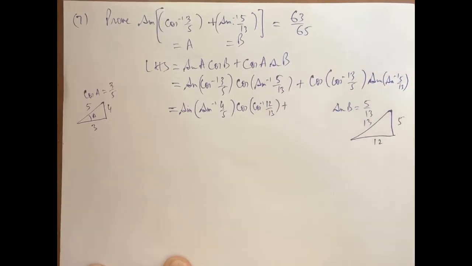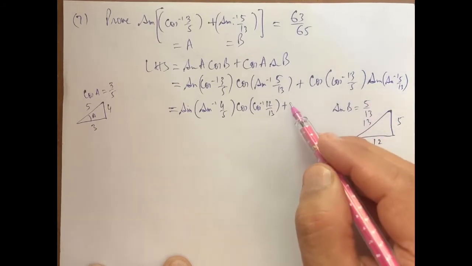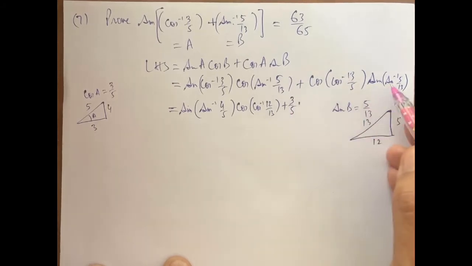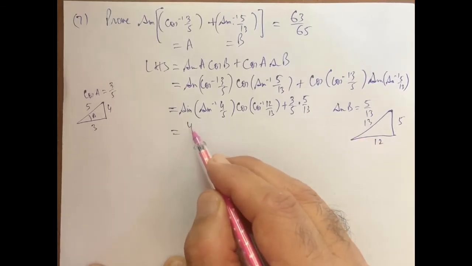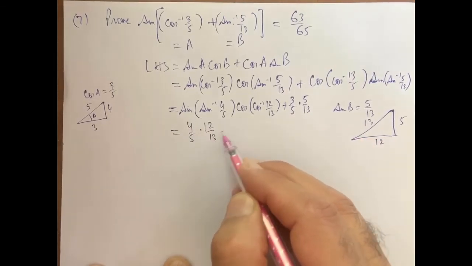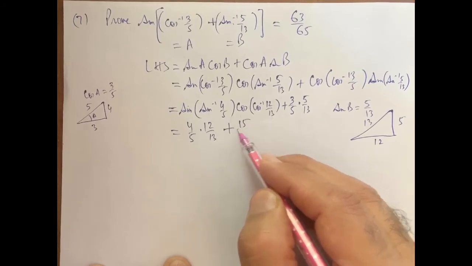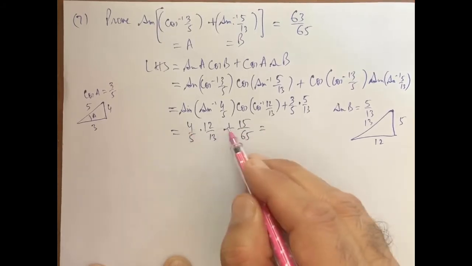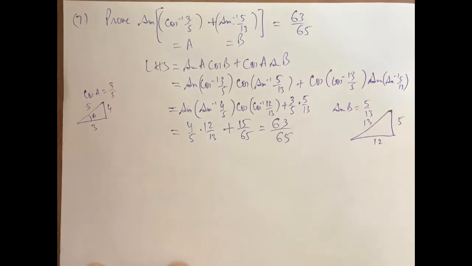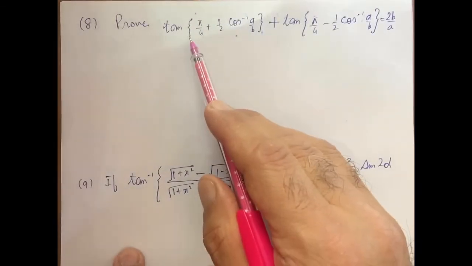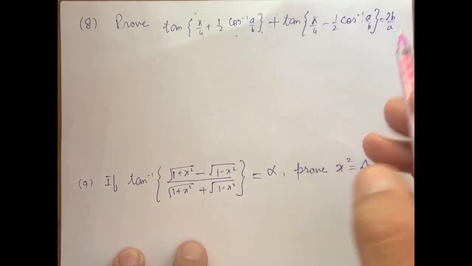Next, cos of A is 3 by 5, sine of B will be 5 by 13. So this is 4 by 5 into 12 by 13 plus 15 by 65. 48 plus 15 is 63. So 63 upon 65.